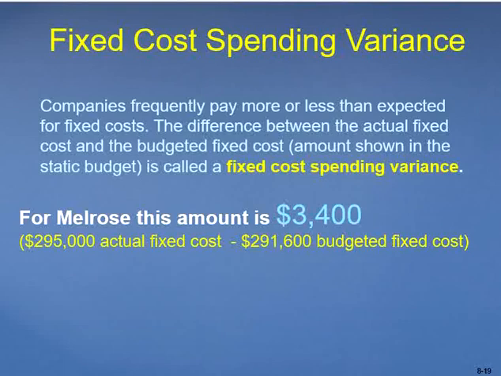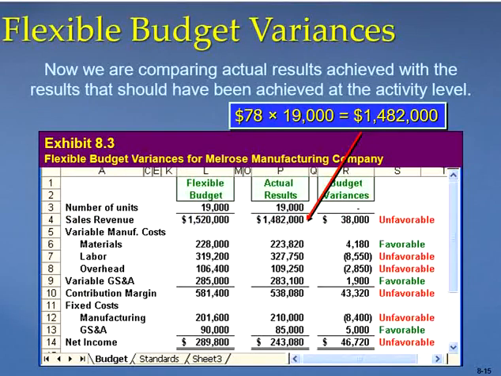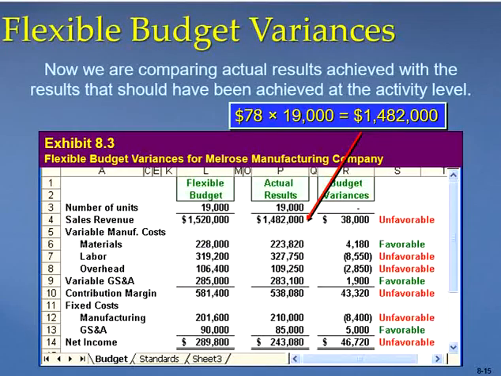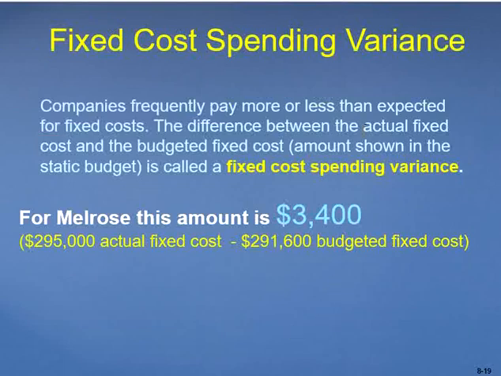In our example in this book, if you look at exhibit 8.3, I'll show you again here. Exhibit 8.3, yes, this one on page number 357. It shows there that if you look at the fixed cost here in the bottom half, the total amount is 291,600, and the actual fixed cost which was spent is 295,000. So there is a difference between budgeted cost and actual cost. This is what we call fixed cost spending variance, and this is what's shown on slide number 19 here.